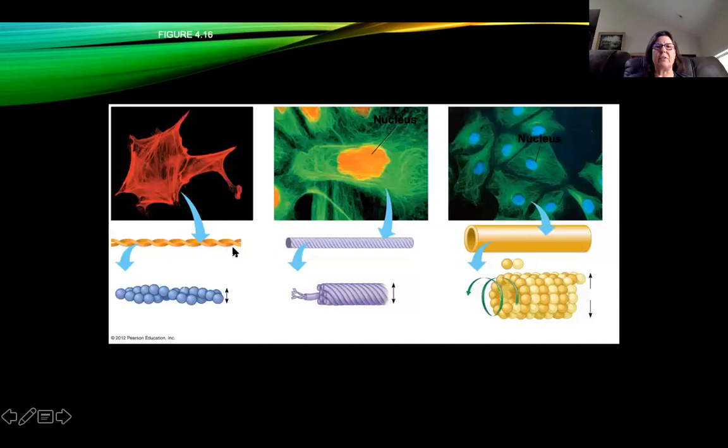Here's a picture of those three types of cytoskeletal components. So we have our micro, our intermediate, and then our tubules here. And you can see how they are organized different. They have used a fluorescent dye to identify those three different structures. And you can see the cell is full of them.